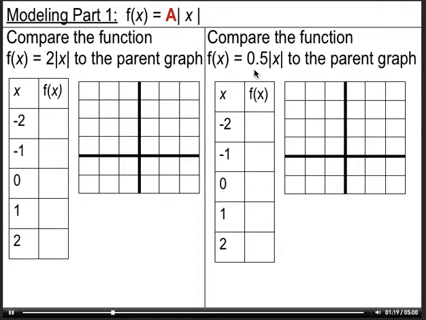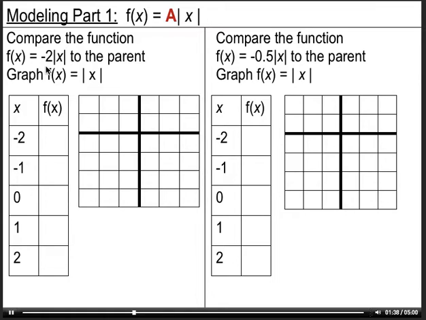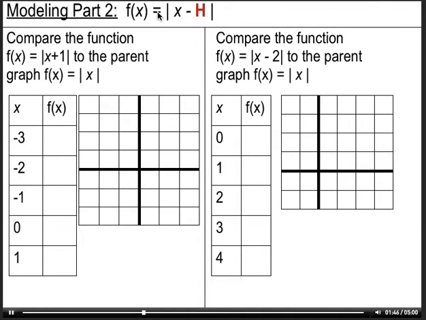Now also, then I have them graph 0.5 times the absolute value of x. I ask them what happened to this function when compared to the parent function. Did it get narrower or wider? Well, they notice here that the slope is up 1 over 2, so this function got a little bit wider. Next, I take those a coefficients and I make them negative, and ask the students to observe what happened there. And they notice that they flipped over the x-axis.